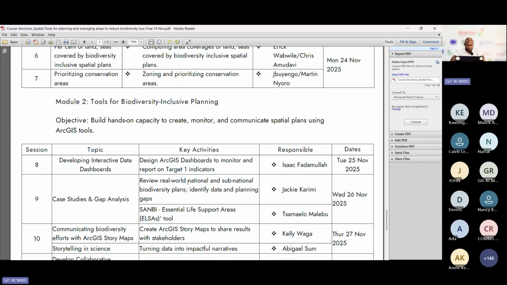On module 2, we'll be looking basically at the tools. Of course, we'll start off with the case studies just to make sure that the different players get an understanding of the situations on the ground, and also bring in how life support areas can help us in terms of enhancing conservation. After that, we'll bring in the tools, where we'll be creating dashboards for purposes of presenting data or spatial planning data.